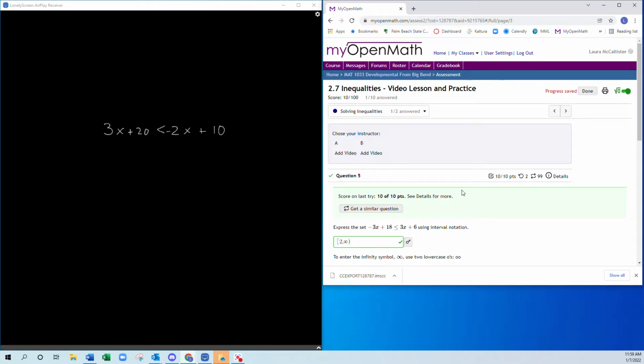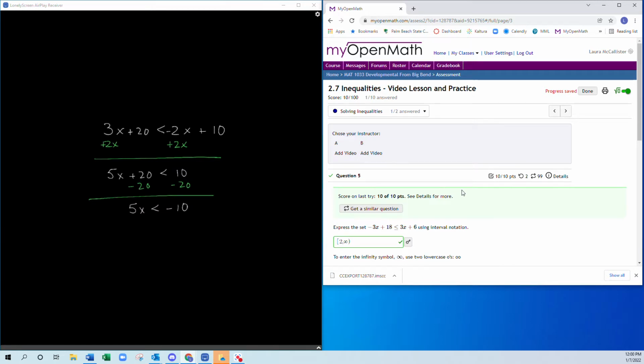So right now I'm looking at 3x plus 20 is less than negative 2x plus 10. Start with the same idea. I add 2x to both sides, and that leaves me with 5x plus 20 is less than 10. I subtract 20 from both sides, and now I'm left with 5x is less than negative 10.